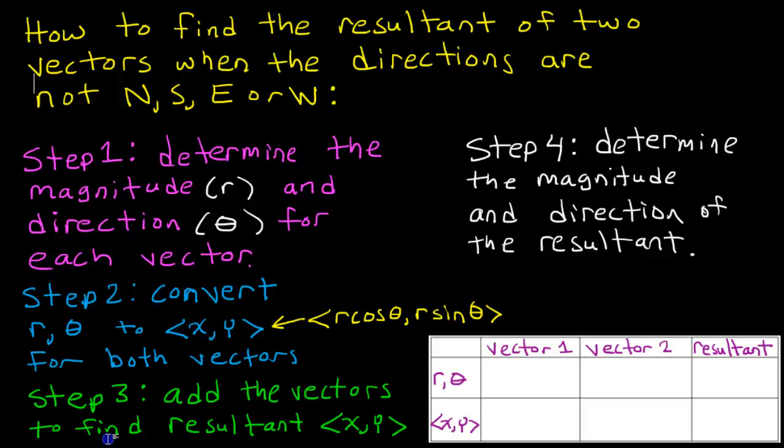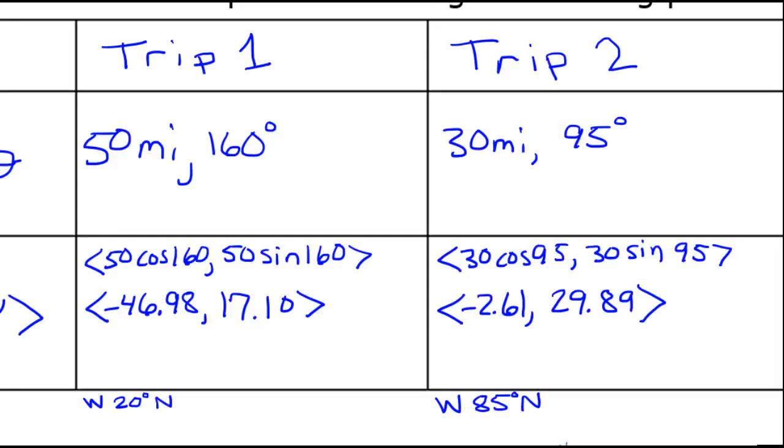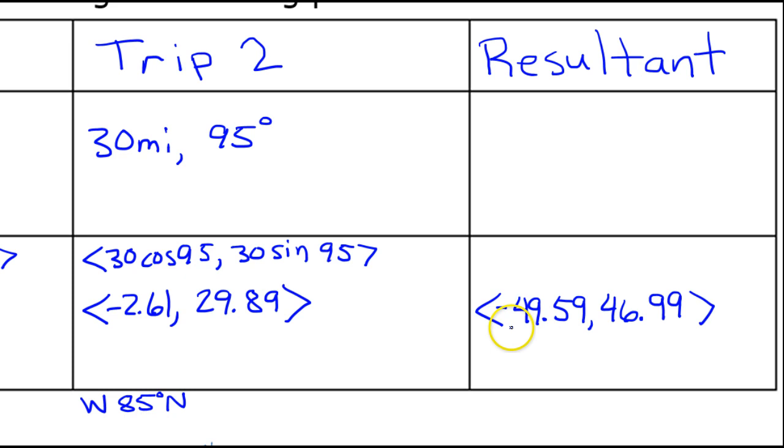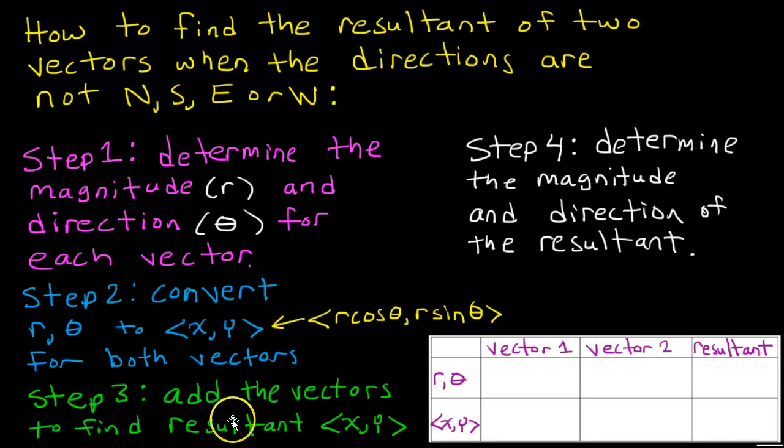Step 3, add the vectors to find the resultant vector in component form. So we just need to add these. I'm just going to add these corresponding components, and I will record them here for the resultant vector. I'm getting negative 49.59 comma 46.99 for my resultant vector. So that's it for step 3. That just leaves step 4. Determine the magnitude and direction of the resultant vector.